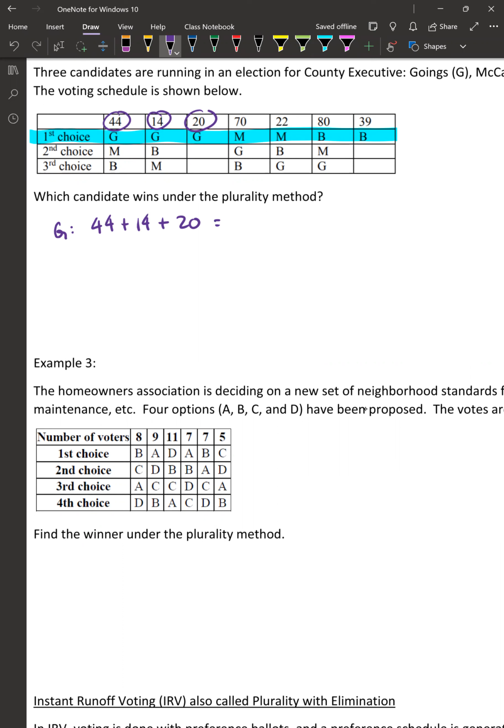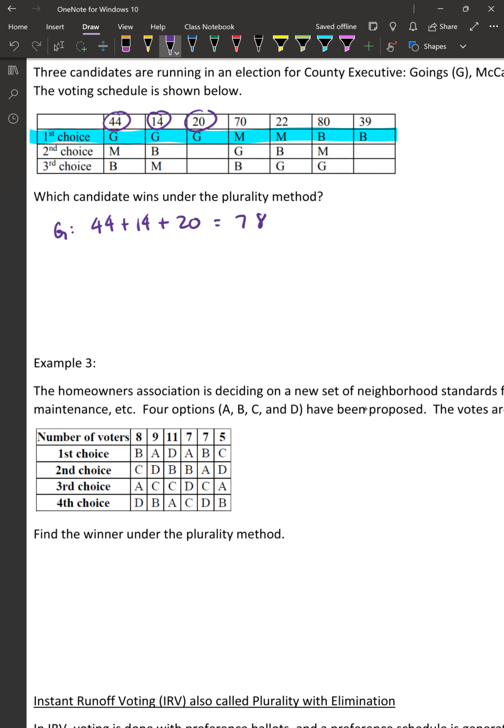So let's see. We have to add those together. Should I try and do that in my head? No, I will not do that. I will not make you suffer. So I'm going to just get out my calculator. That way I don't have to introduce my own errors. 44 plus 14 plus 20. All right, this is 78, if I typed it in right. So Goings had 78 first place votes.